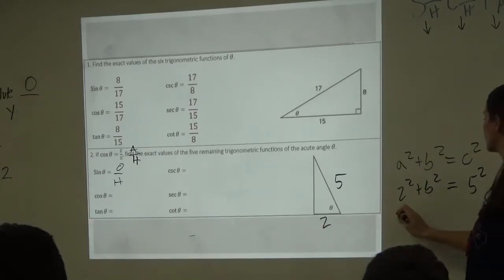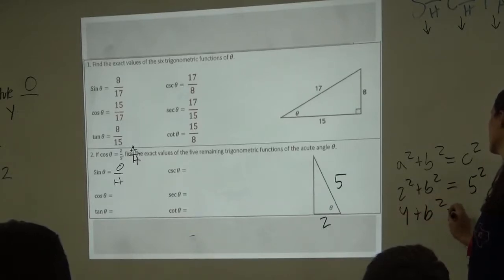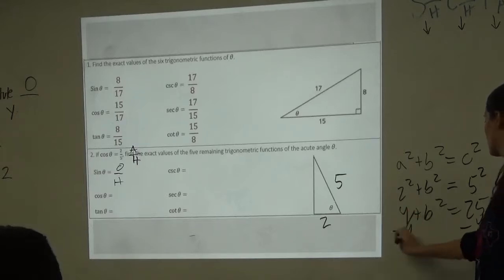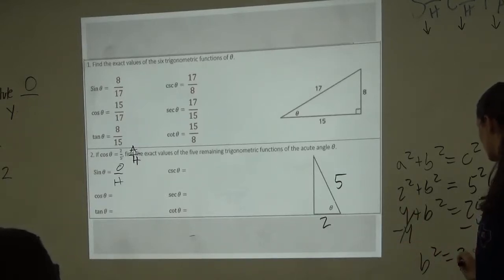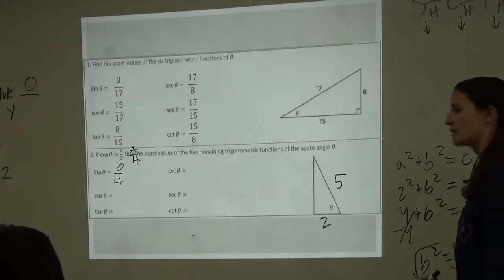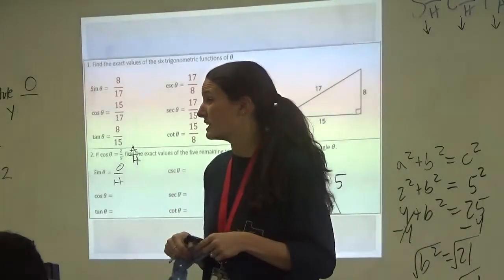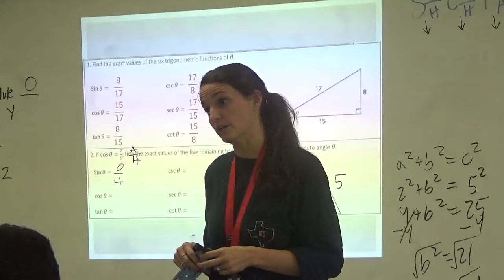So let's go ahead and solve this if you haven't already. I'm going to subtract, and I have b squared is 21. And then if I take the square root of both sides, b is root 21. Now be careful, remember when we take the square root of both sides, we usually have to be careful that we need a plus or minus root 21.